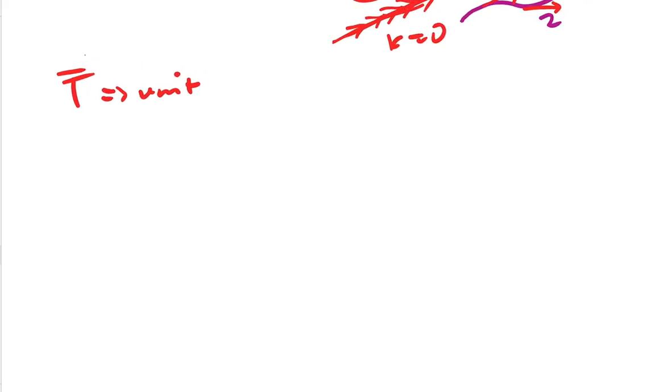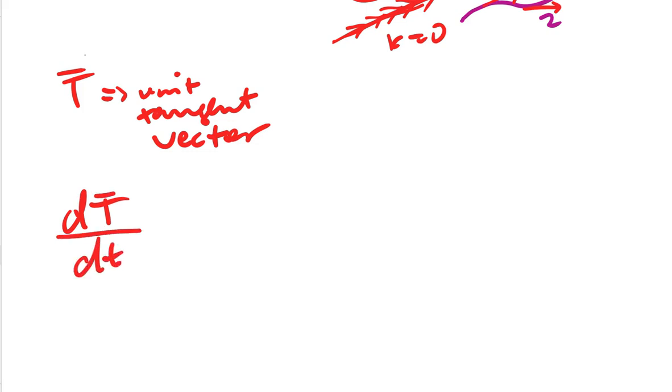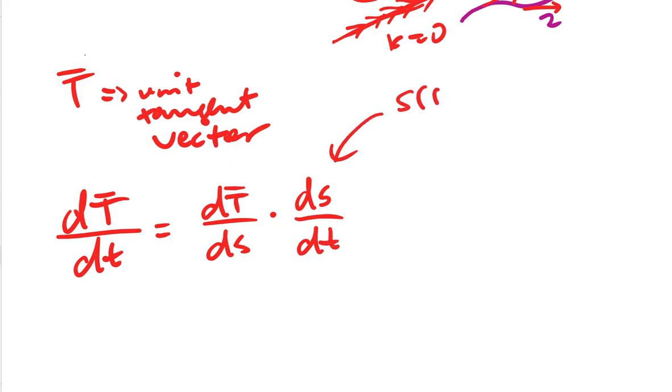Okay, so remember T is our unit tangent vector. Let me blow this up a little bit. Unit tangent vector. Now the change in T with respect to little t is going to be the same as the change in T with respect to the arc length, and then I can multiply times the change in the arc length with respect to t. This is like s of t, remember s of t, and then if we did the derivative of s of t, that's what we're talking about here.